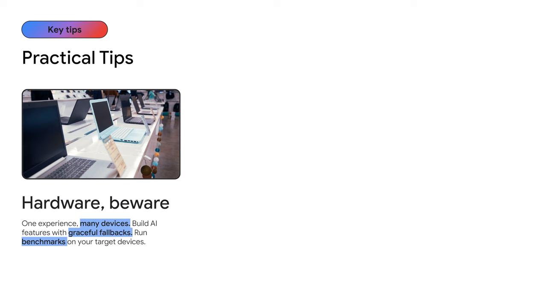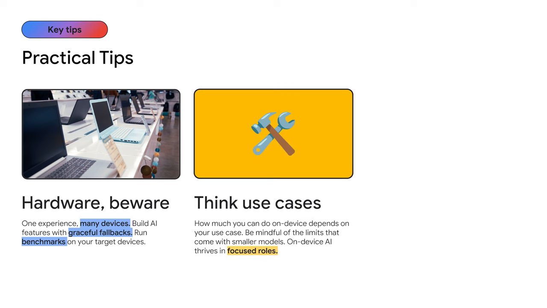First, not every device is going to be an AI powerhouse. And so design your feature with graceful fallbacks when the device can't handle the advanced stuff. Also, run benchmarks on your target devices. Second, on-device AI works best in a focused world. So with the right scope, even the smallest model can deliver a show-stealing performance within the user journey. Also, you can always fix it in post. In fact, both pre- and post-processing can help simplify the task at hand.